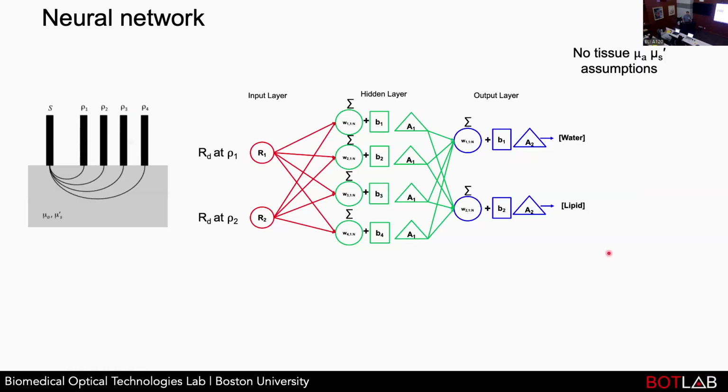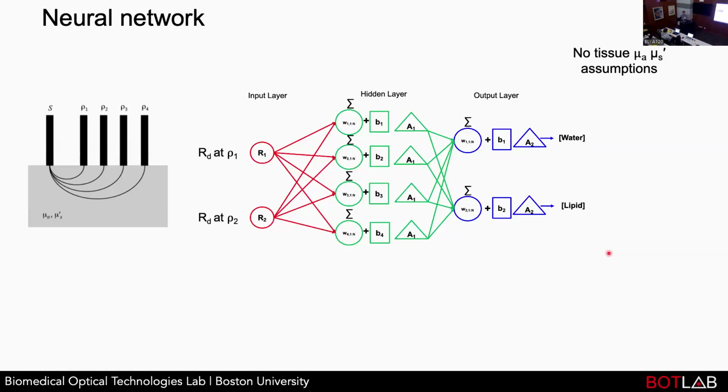No stopover to compute mu-A and mu-S prime explicitly. The neural network may be handling that on its own, but the output is water and lipid. We trained this on 75,000, what I'll call synthetic tissues. So we did a distribution from literature of different potential optical properties we thought the tissue could have, different scattering values, absorption values, different chromophore concentrations, and made 75,000 synthetic tissues.